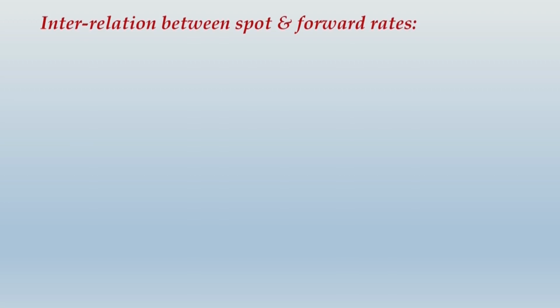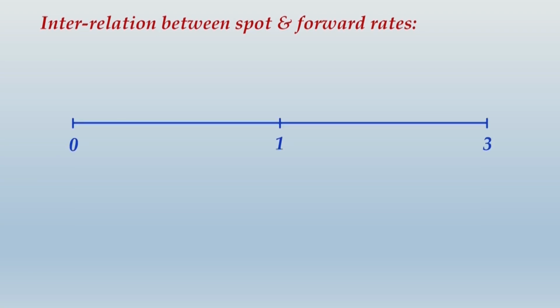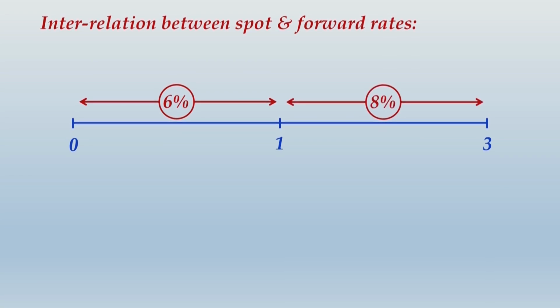Let us proceed ahead, and now we try to define the interrelationship between spot and forward rates. We have already discussed something like this earlier, but in a timeline earlier I took year 0, 1 and 2. Now I am taking year 0, 1 and 3. Assume that the applicable rate for the period 0 to 1 is 6%. The applicable rate for year 1 to 3 is 8%. Both 6% and 8% are per annum rates. 6% can be identified as Z1 and 8% can be identified as F1,2.